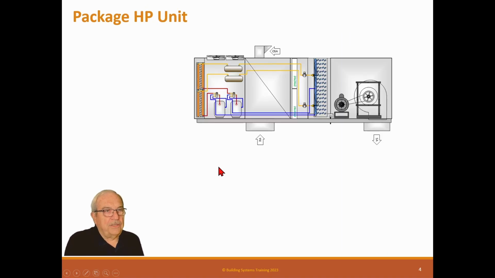Now let's look at a package heat pump. A package heat pump's the same. It has the fan, the coil, but it has another device in here. It has a reversing valve on each circuit. And the reversing valve basically makes the condensing coil the evaporator coil and makes the evaporator coil the condenser coil.